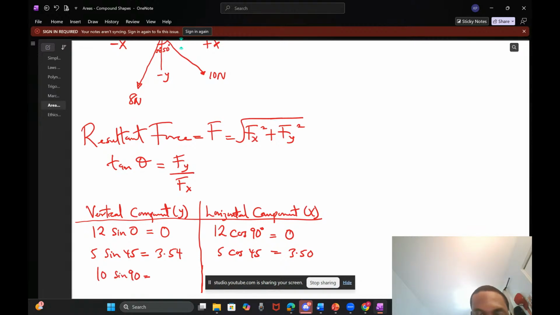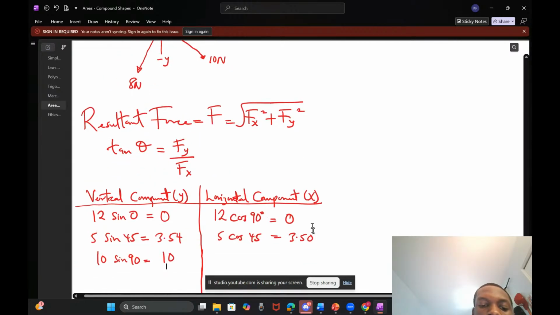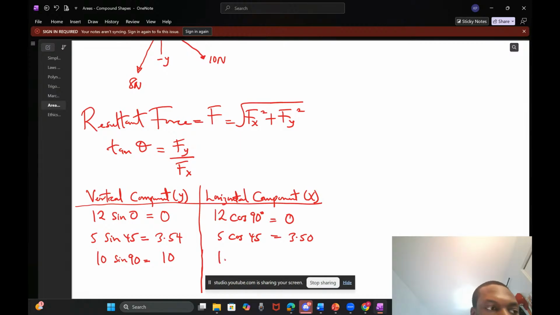Okay, so 10 sine 90 will give us 10. And now for the horizontal component, the angle will be 0 degrees. So that will be 10 cos 0, which will give us 10.